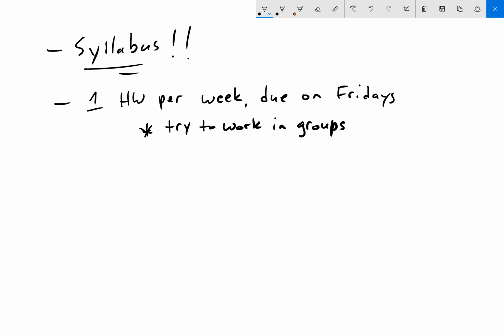Not necessarily to copy each other's work, but what I've found is that group work allows you to share your insights and the things that you learn, and it will make your learning more efficient and more enjoyable. So if you do your homework in groups, make sure that you do your own individual work, but you can all work on the same problems together.